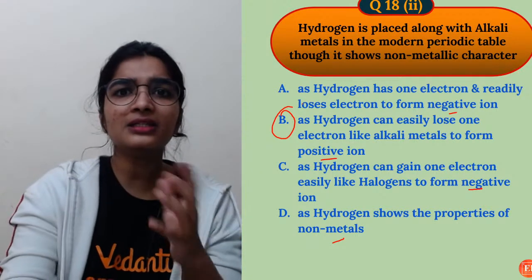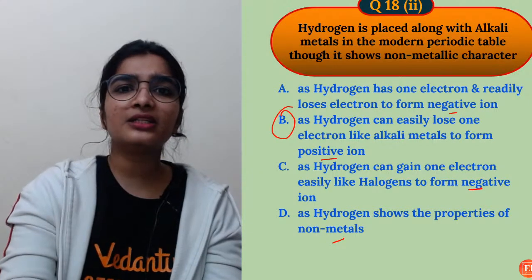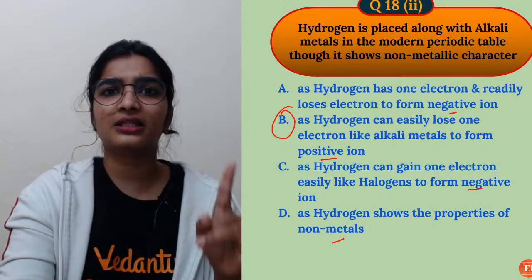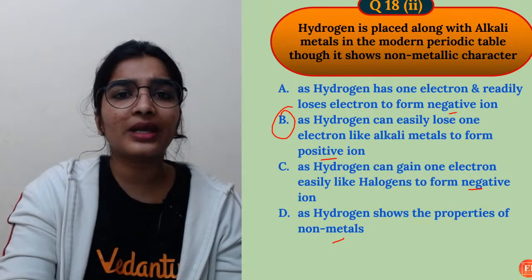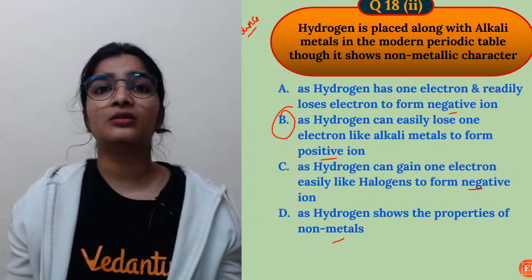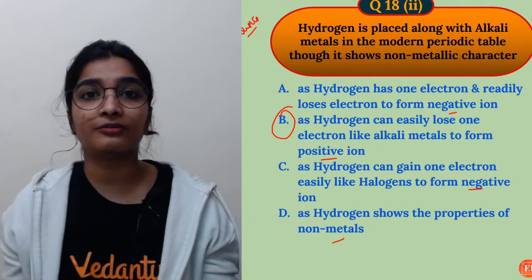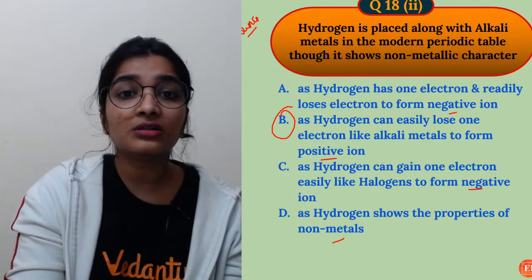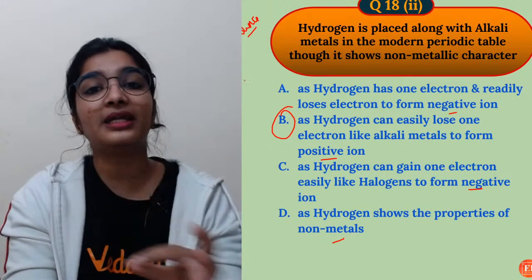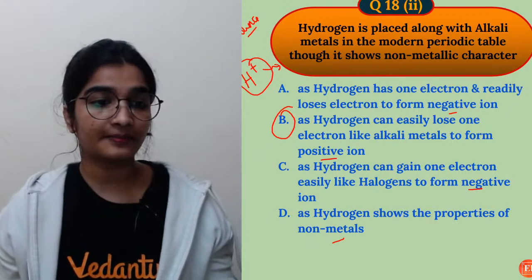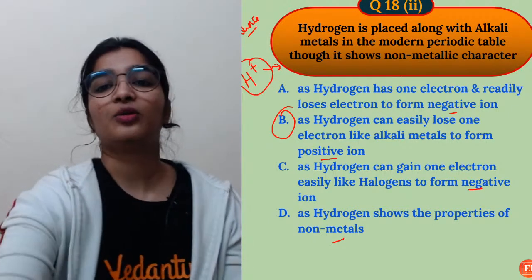Because alkali metals have the tendency to lose electrons, right? All the elements in group 1 have one valence electron. Upon losing it, they will have an octet configuration which will make them stable. Even hydrogen can lose one electron and form a cation, which is a proton. So the right option would be B.